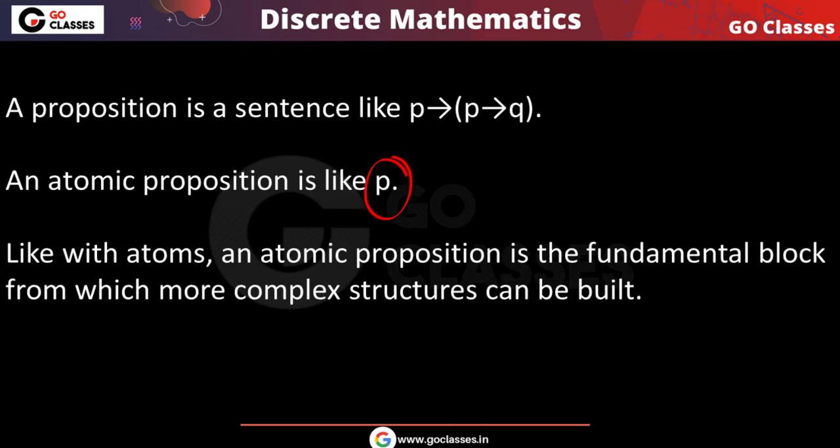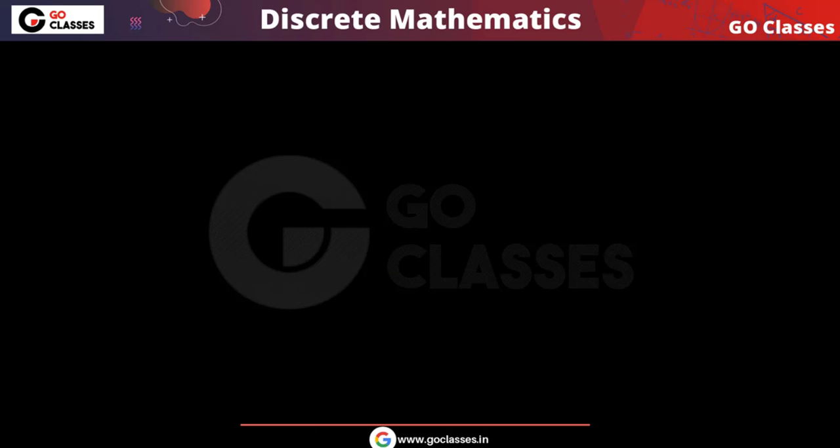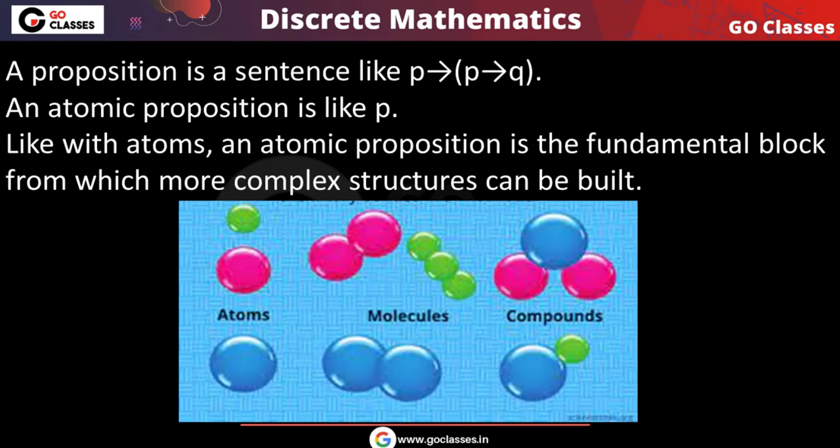Atomic proposition is like p, basically. For example, this is an atomic proposition, this is an atomic proposition, and this is a compound proposition. So an atomic proposition is like an atom, right? This is the fundamental block. Using these atomic propositions and these connectives, we can create complex propositions, or compound propositions.